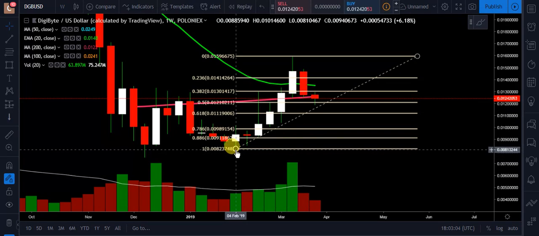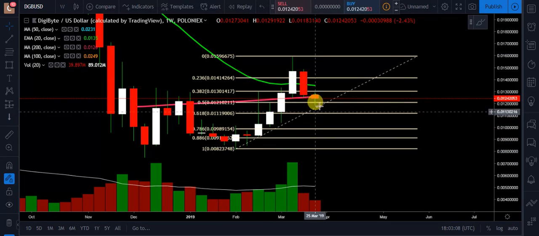Also on the Fibonacci here, this is the move from our low to our high. We're right now sitting in between the 0.5 and also the 0.382, and being right in between there is also showing the indecision of, are we going to get a breakout to the upside or the downside? Digibyte's going to break hard to one side depending on how this candle closes this week. So you really want to pay close attention to what Digibyte does this week.